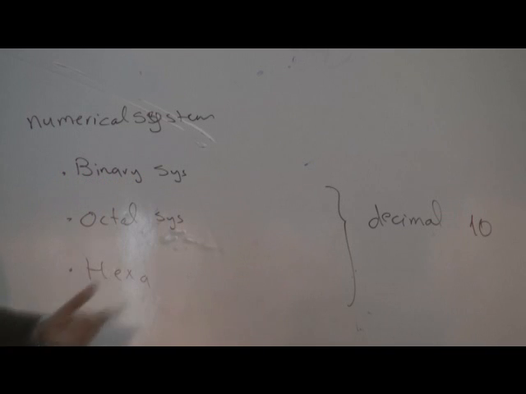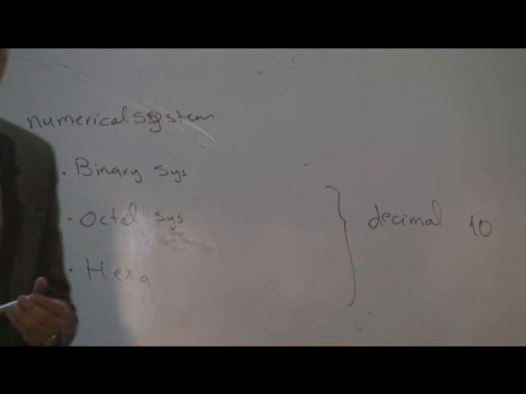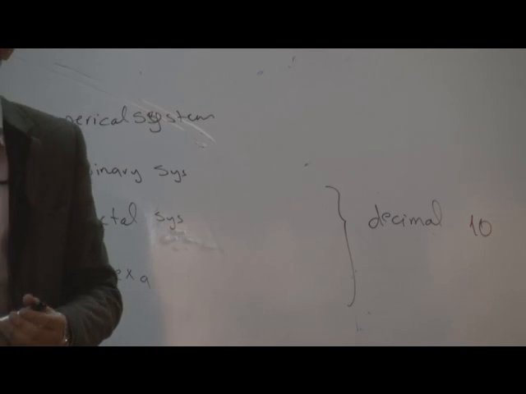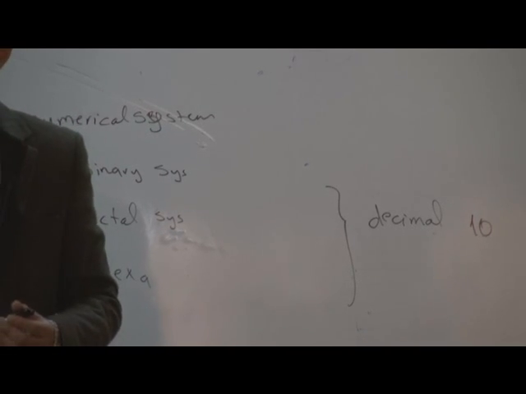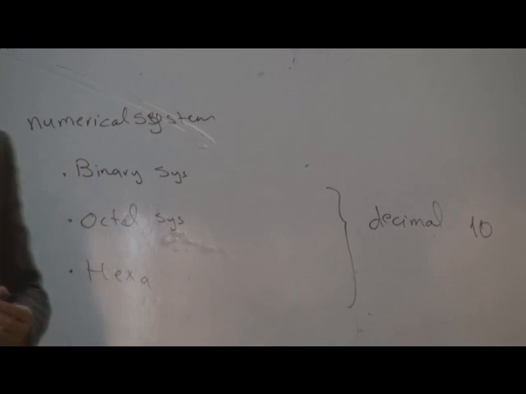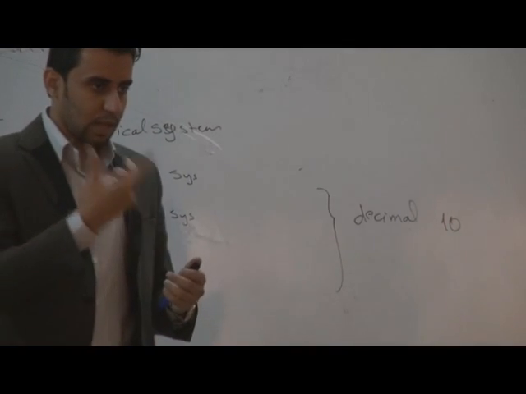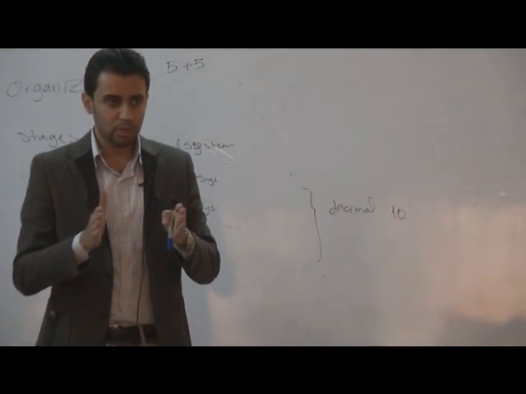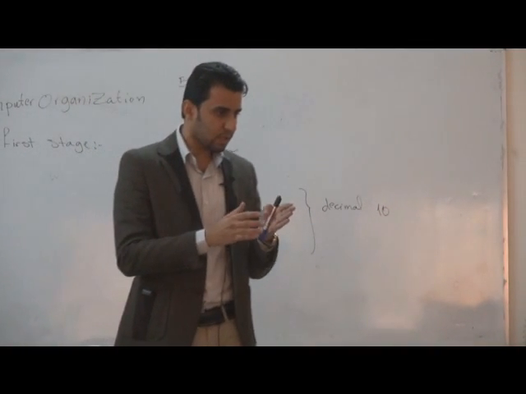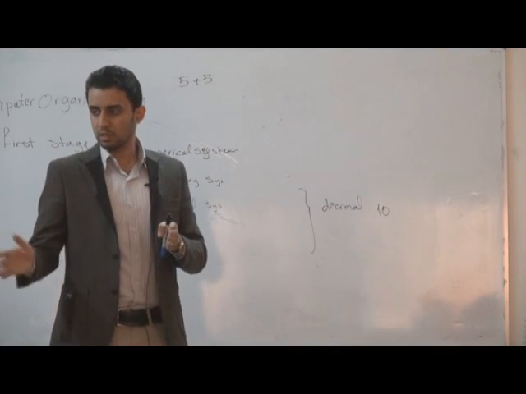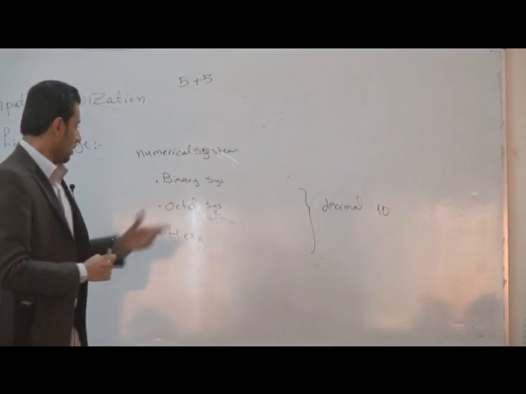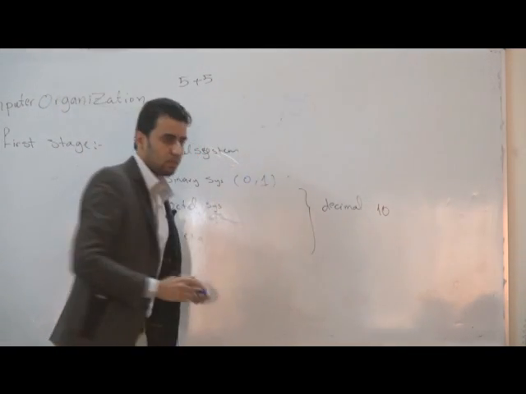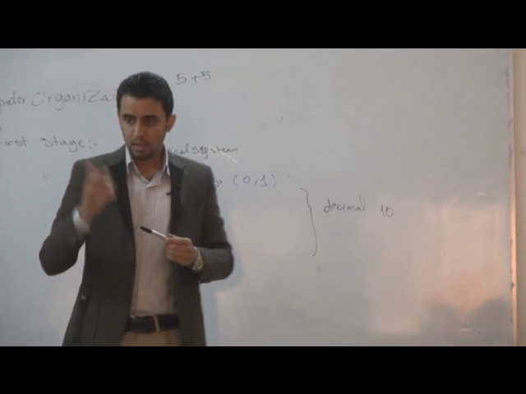So what is the binary system? All of you know the computer talks in which language? Zeros and ones. Machine language. Same as with the components of the computer, they interact between them by using machine language, zeros and ones. So the binary system consists of zeros and ones, a stream of ones and zeros.